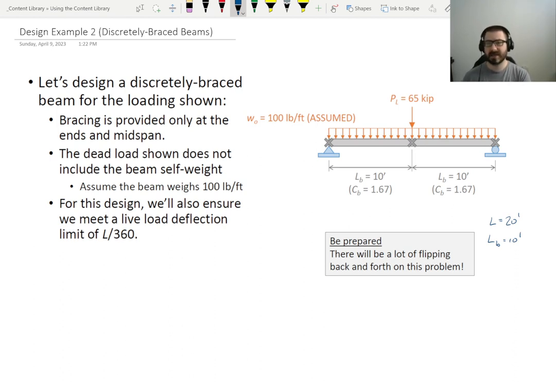As I say here in this gray note, just be prepared because there is going to be a lot of flipping back and forth on this problem from two different design tables in the manual. I made it a little easier in the recording, but as you're following along, just be prepared for that. Okay.